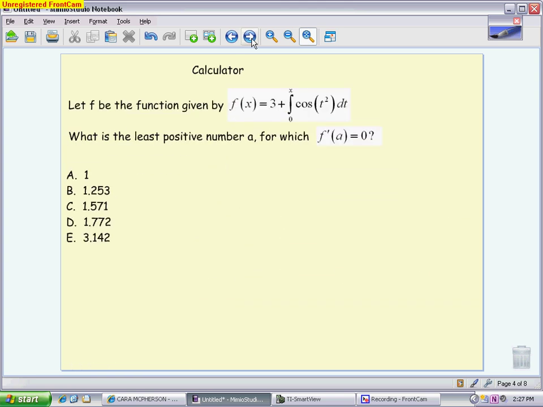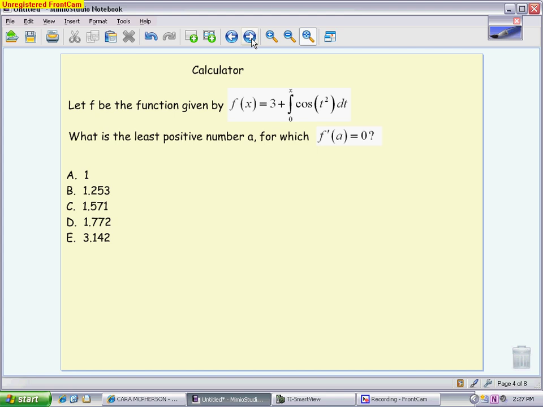Here's one more we'll do on this video, and then I'll make a separate video for the next problem. This is also a calculator problem, and this one wasn't too bad, but it definitely was a calculator active type problem. It wanted to know, if f is this function, 3 plus the integral from 0 to x of cosine of t squared, when would be the least positive number when the derivative would equal 0.